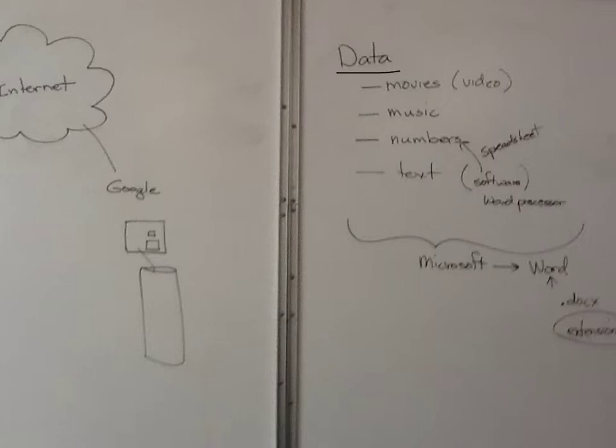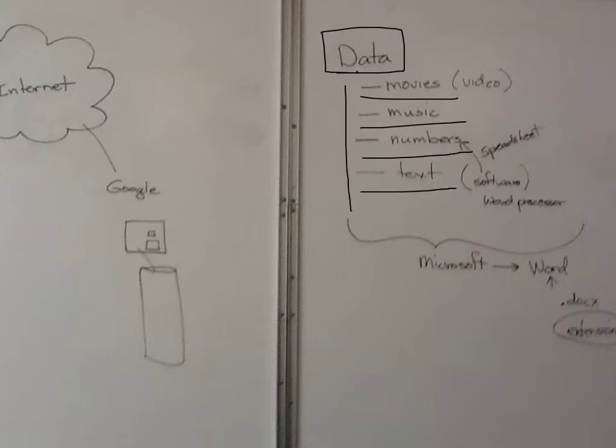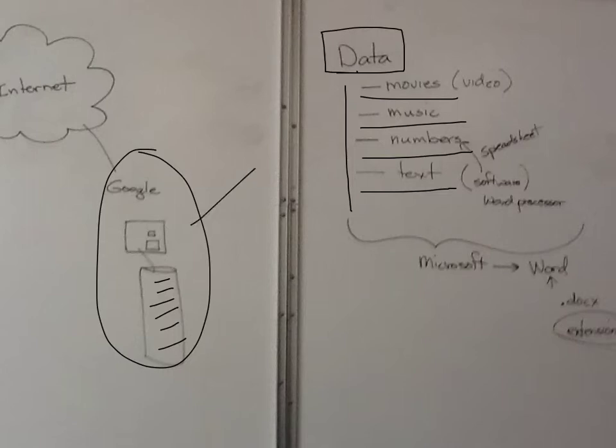So, we have data, and we have a variety of different types of data. We have movies, music, numbers, text, all these different types of data can be stored in your hard drive somewhere. Like over here, I got an example of a hard drive at Google. So on their drives, they have YouTube, and they store movies there. And of course iTunes stores music and a variety of things. So we use ones and zeros to represent those.